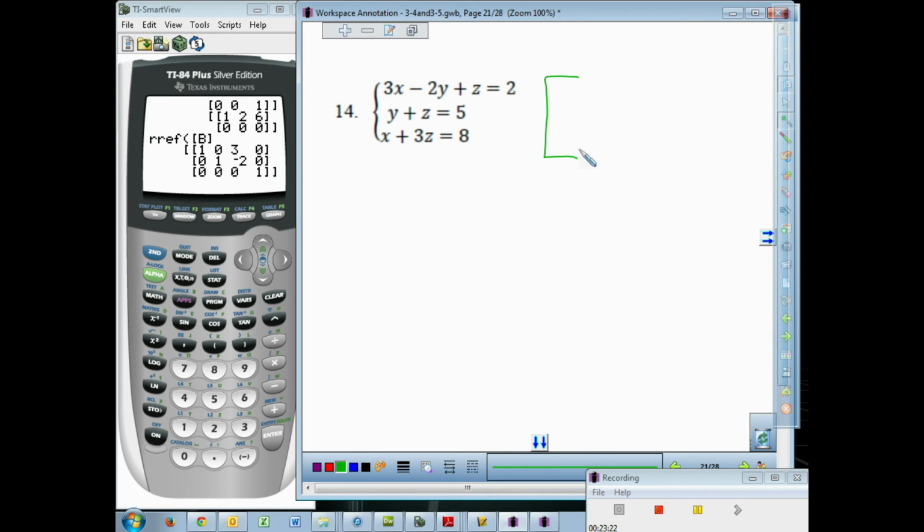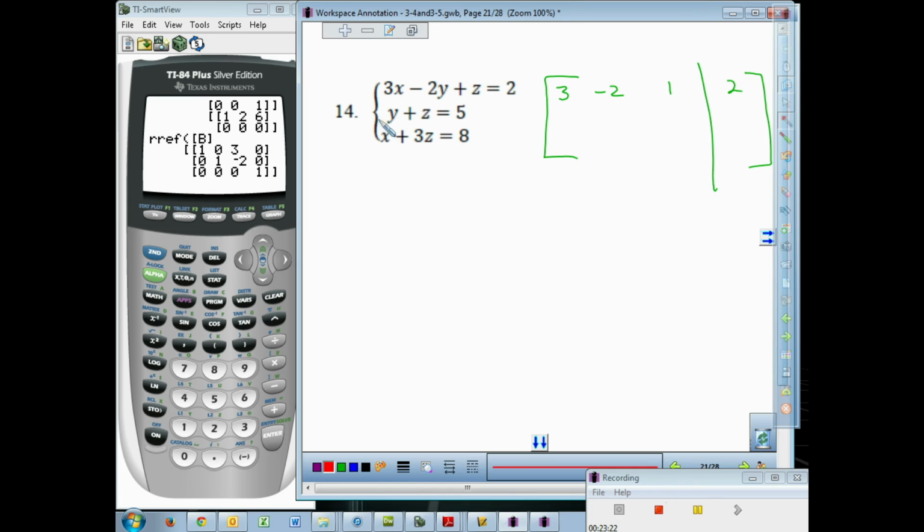Now, here's what I was looking for. Look at the variables in it. 3. An x, a y, and a z. That means you've got to have a 3 by 4 matrix for this. So let's do our first row right here. Wouldn't it be 3, negative 2, 1, bar 2? You with me on that? Because this has got 3 variables. Got to have that set up.